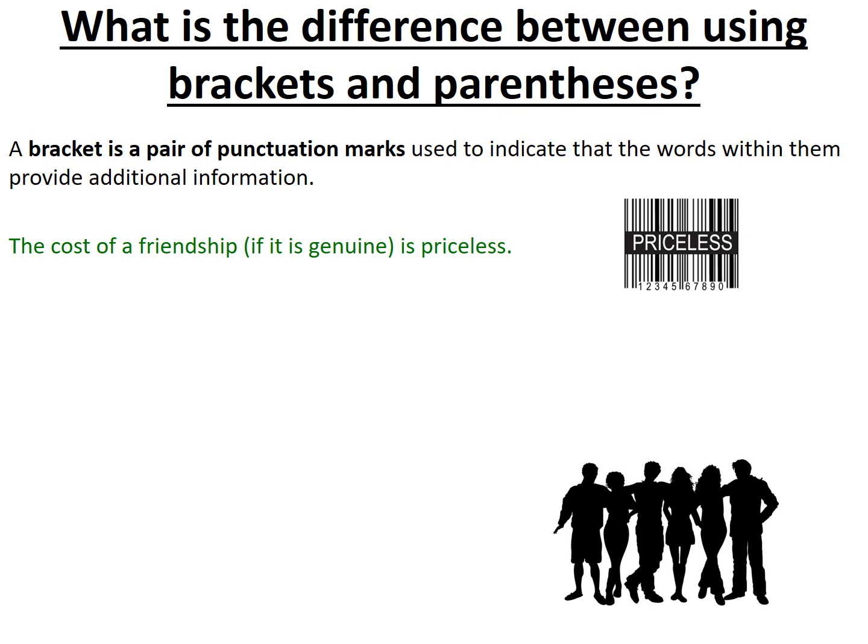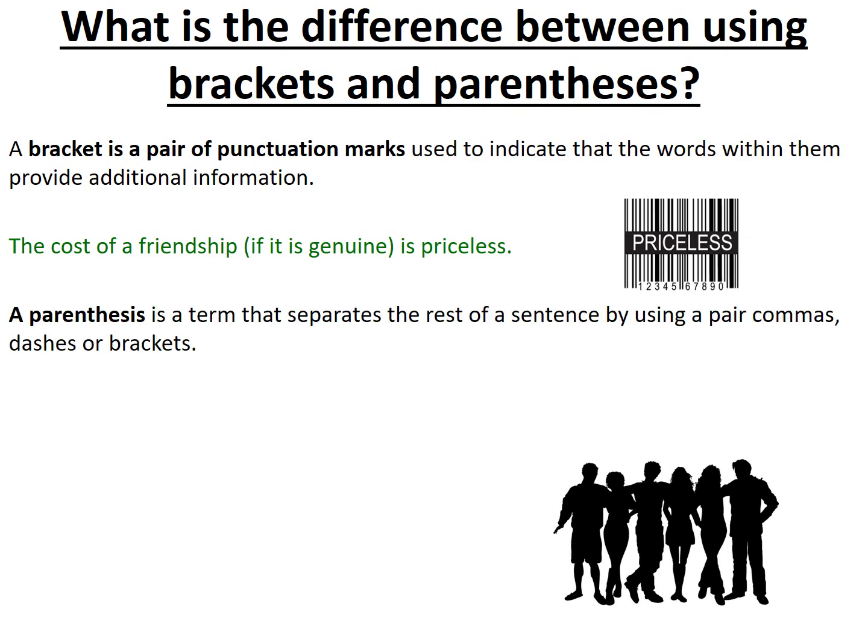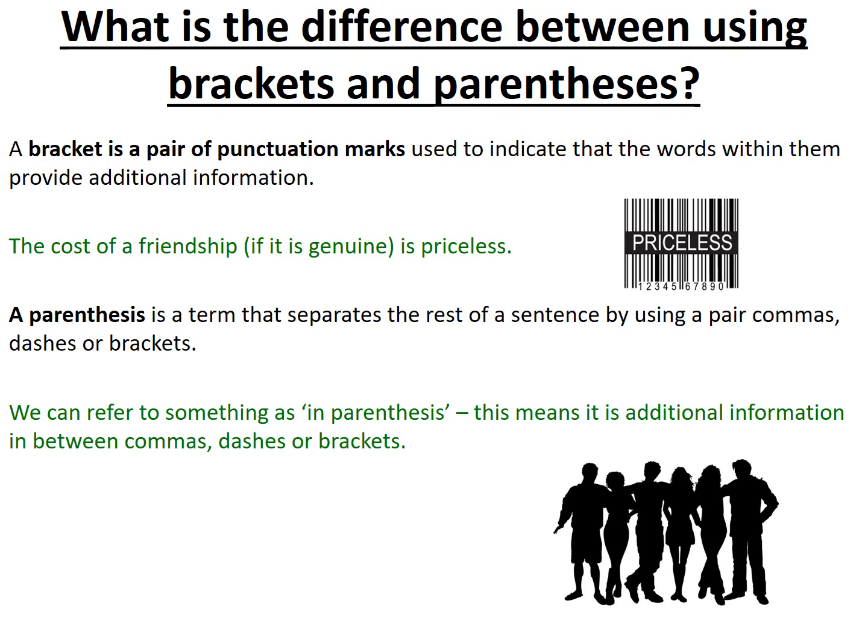Whereas a parenthesis is a term describing something that separates the rest of the sentence, and it's done either by using a pair of commas, a pair of dashes, or a pair of brackets. So, we can refer to something as in parenthesis. What we're actually doing when we say something is in parenthesis is stating that it's additional information that we're giving between the commas, dashes, or brackets. So in essence, parentheses is simply the plural of parenthesis.